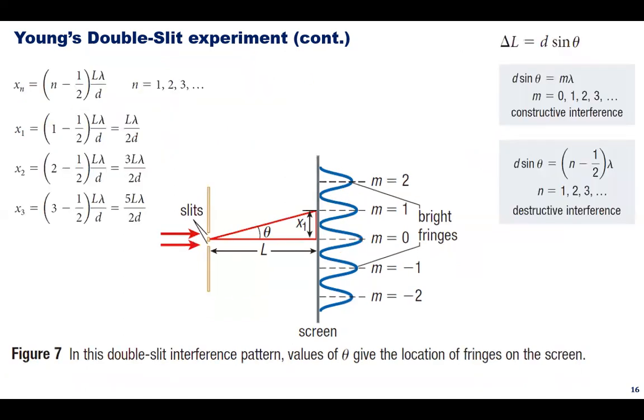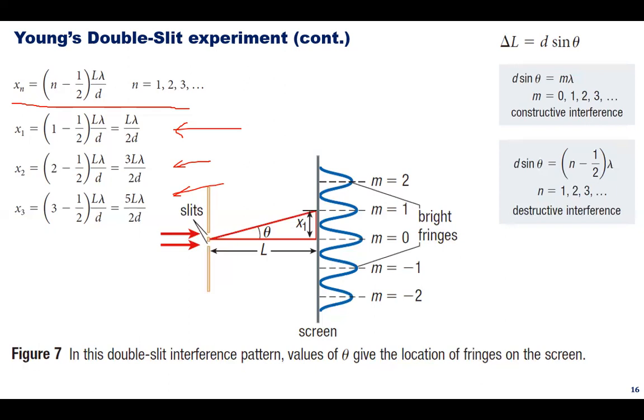All right, using the equations for destructive interference, we can calculate the distance of each dark fringe from the center of the screen. So the idea is similar, right? First of all, we know xn equals n minus 1/2 times L lambda over d for n equals 1, 2, 3, and so forth. For example, the distance for the first, second, and third minima from the center of the screen can be calculated as follows. The distance of the first minimum from the center of the screen is x1 equals 1 minus 1/2 times L lambda over d, which gives us L lambda over 2d, where x2 equals 3 lambda L over 2d, and x3 is 5 L lambda over 2d.